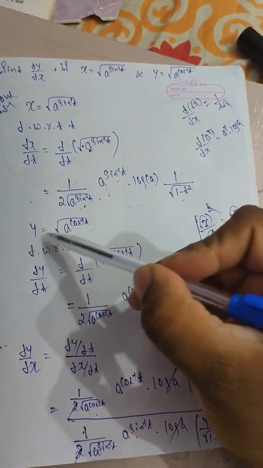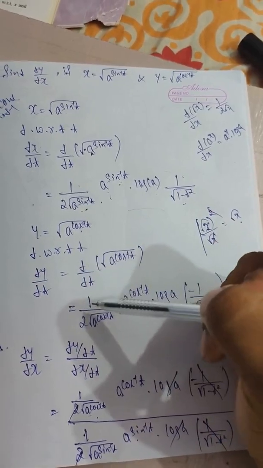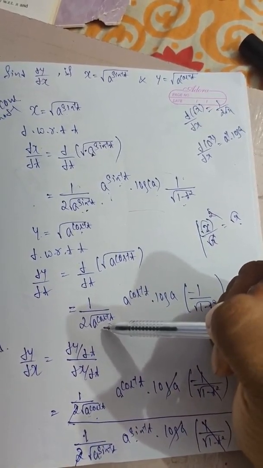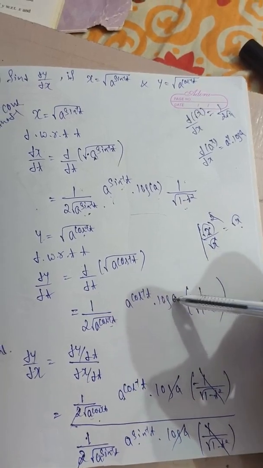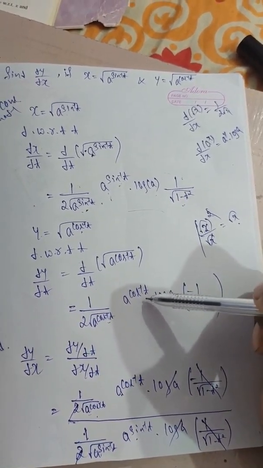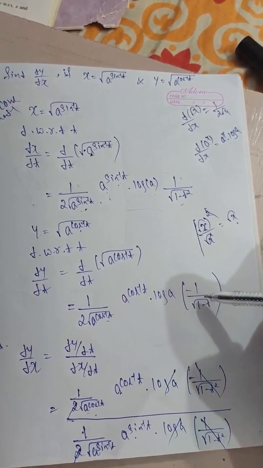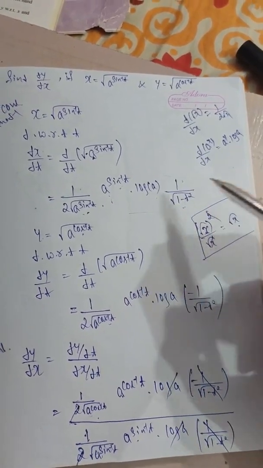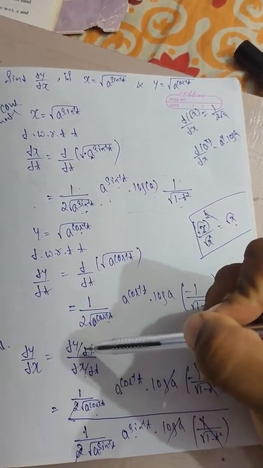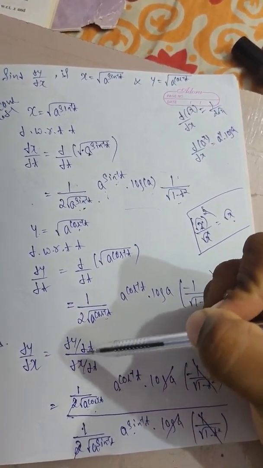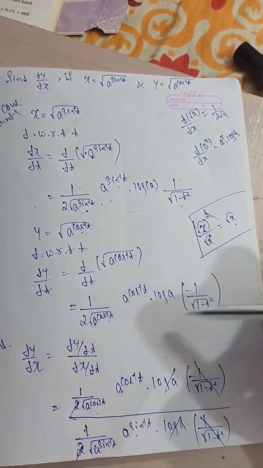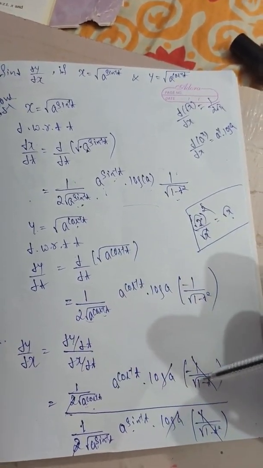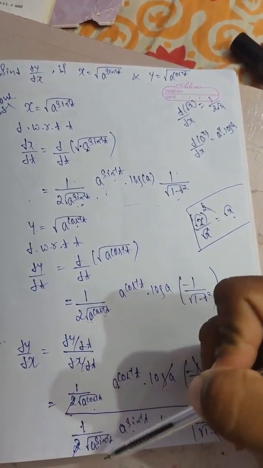Now the differentiation of root of a to the power of cos inverse t is 1 by 2 root of a to the power of cos inverse t. Again differentiation of a to the power of cos inverse t is a to the power of cos inverse t into log a, and differentiation of cos inverse t is minus 1 by root of 1 minus t square. Now I have written dy by dx is equal to dy by dt by dx by dt. Log a cancels and this one cancels, 2 cancels.